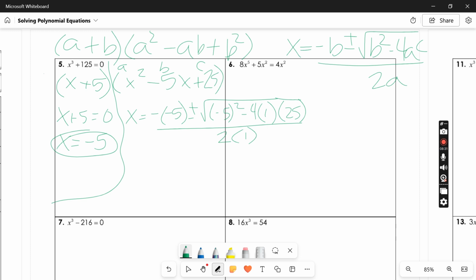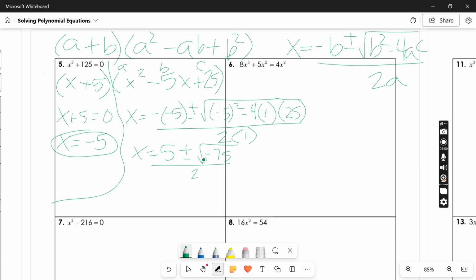Goodness. Okay, so we're just going to do this in small stages. Negative of negative 5 is 5, plus and minus the square root. And then I'm going to put that stuff in my calculator. So negative 5 squared minus 4 times 1 times 25 is going to be negative 75, all over 2.